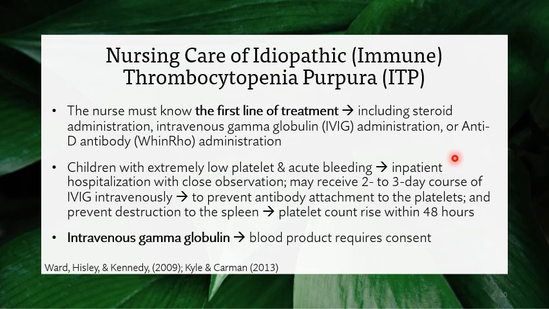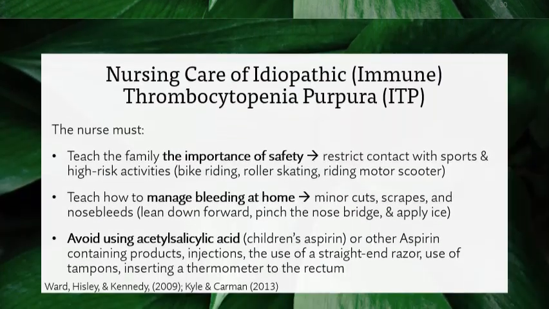During the hospitalization, we can also provide IVIG intravenously over a 2 to 3 day course. This actually prevents the antibody from attaching to the platelets, and we don't want them to be destroyed in the spleen, and we want the platelets to rise within 48 hours during the hospitalization. So remember that intravenous gamma globulin, the IVIG, is actually a blood product, so you need to go through the consent with the patient and how they feel about blood product transfusion.